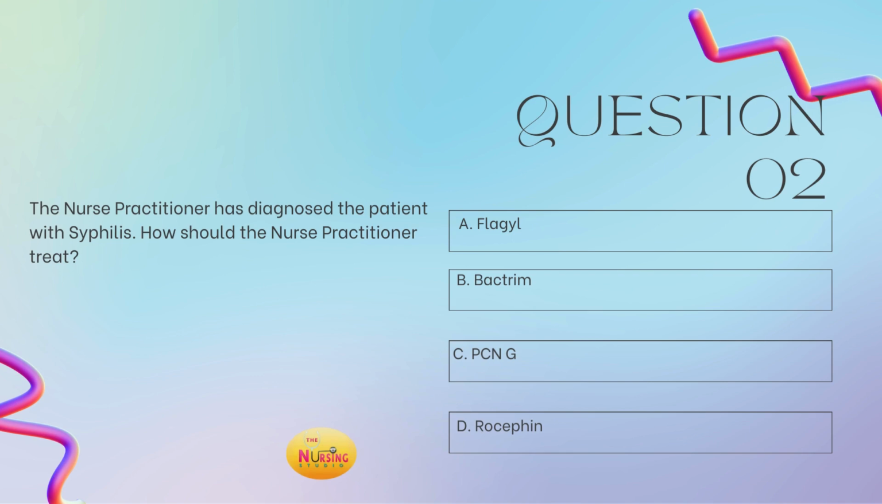Question number two, the nurse practitioner has diagnosed the patient with syphilis. How should the nurse practitioner treat? Is it A, Flagyl, B, Bactrim, C, penicillin G, or D, Rocephin? Take a moment and tell me what you got in the comments.